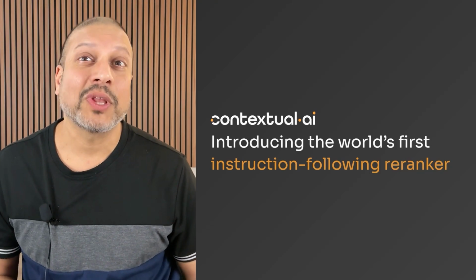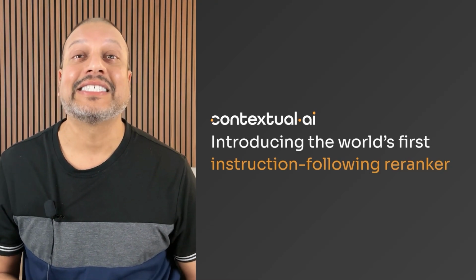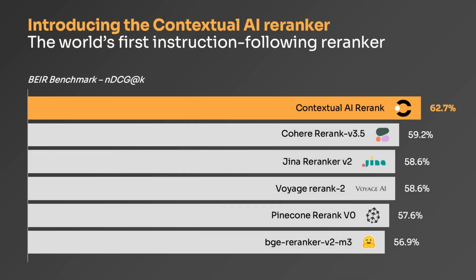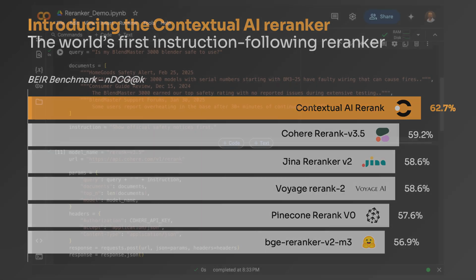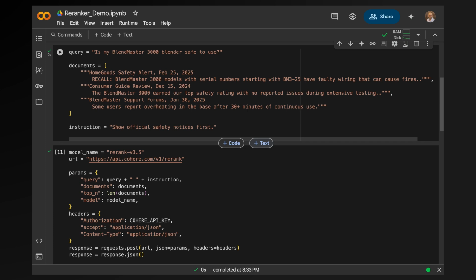Let's dive into Contextual AI's new reranker. It's a state-of-the-art instruction-following reranker, and it's going to change how you think about search. So I'm going to start here showing you this using the API without a client.